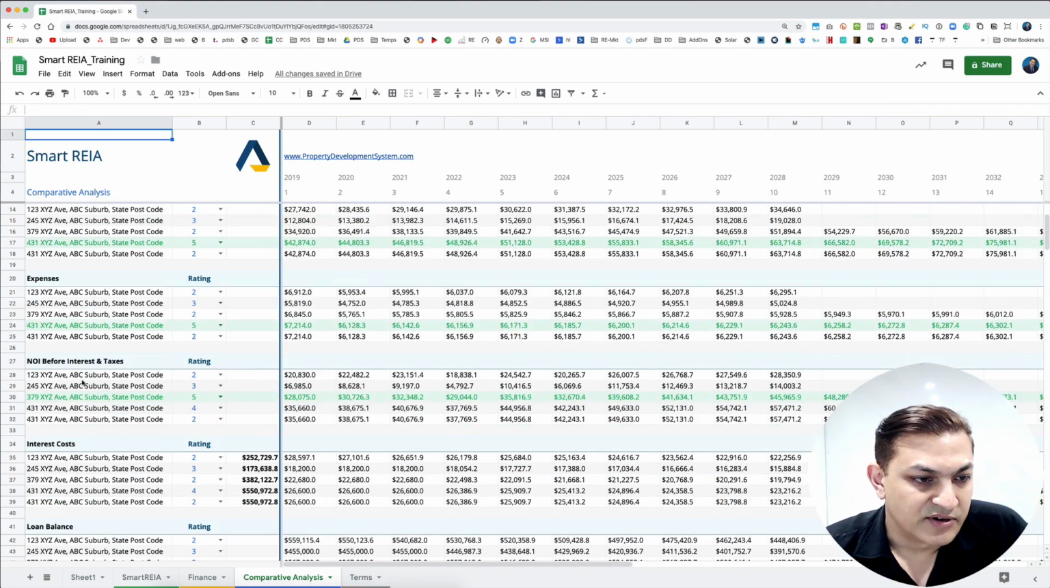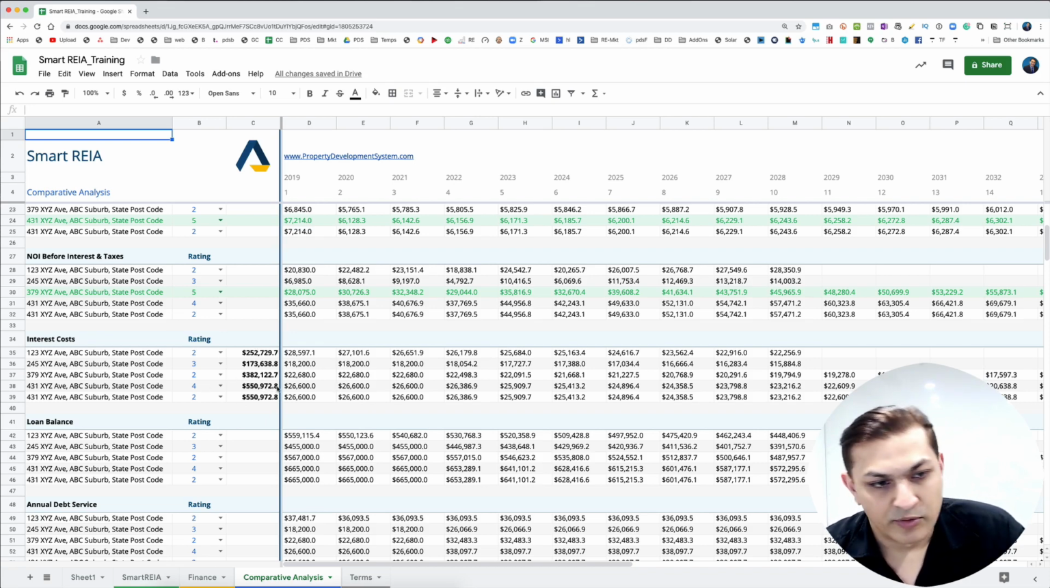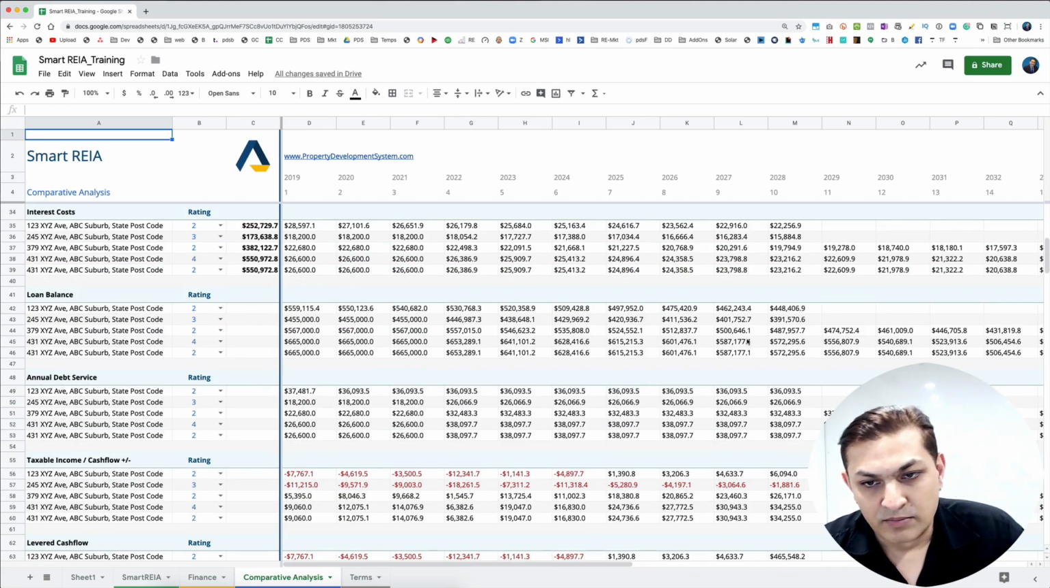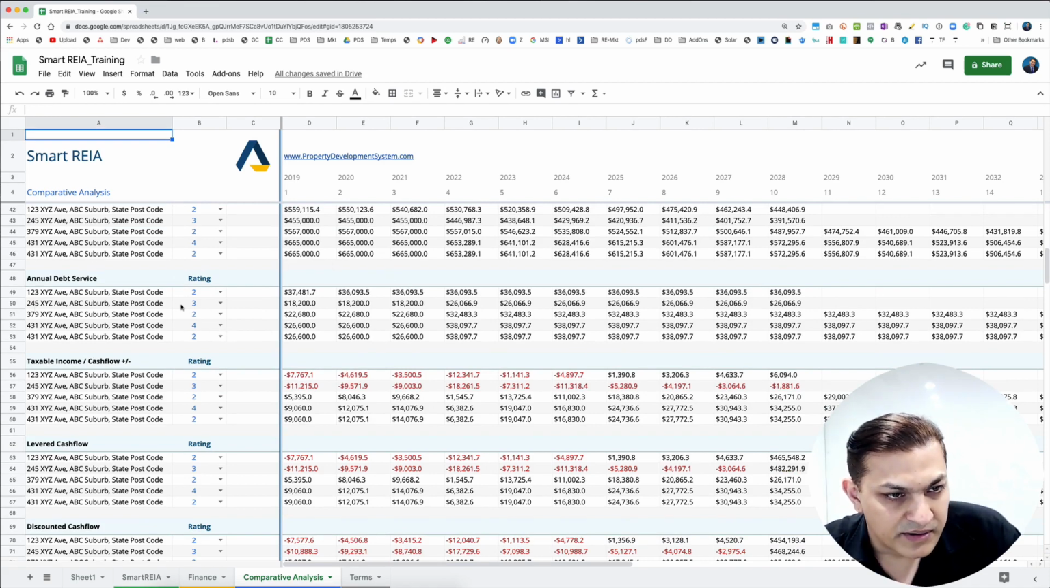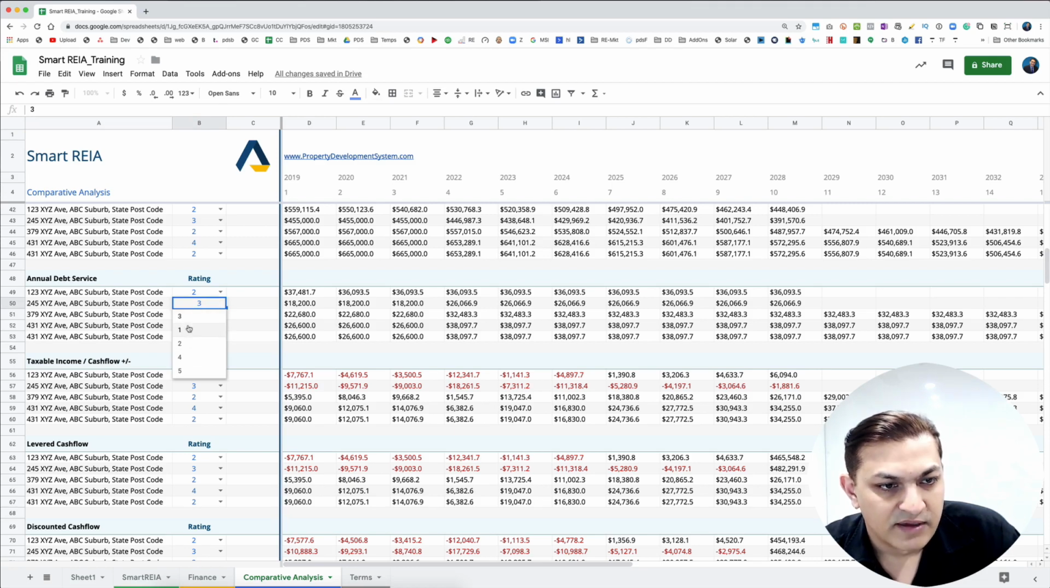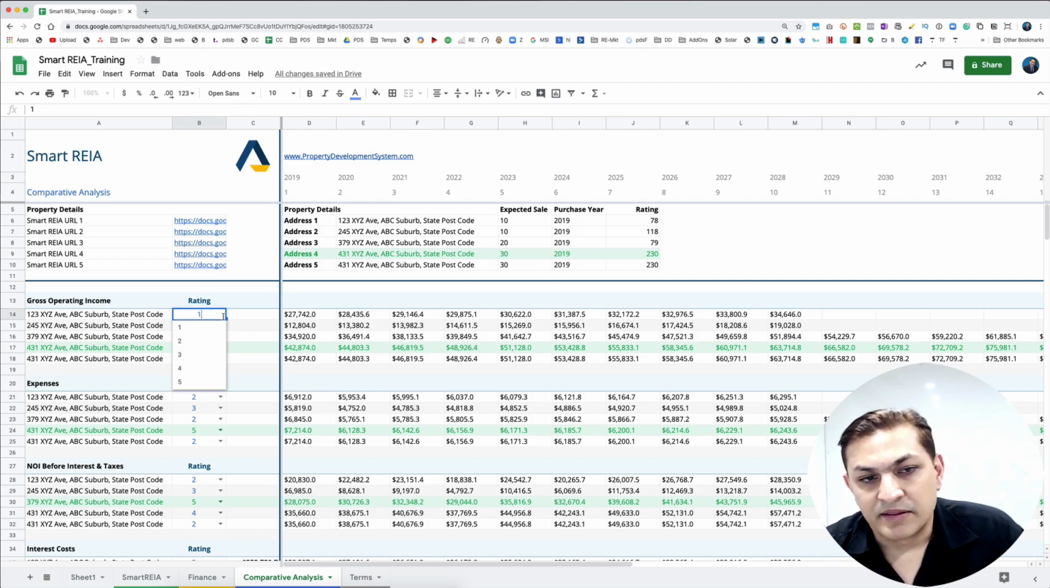But in the training I explain how you can actually compare them, because you've got which property is going to end up paying more interest, or whatever the loan balance is going to be at the end of the development, or the annual debt service that you will need to make. And let's say you like property number 2, you give it a rating, 1 to 5. You say, look, I'm more likely to get this. Or your best way of doing this is to figure out gross operating income. Okay, I'm going to give it a rating, 1 being the lowest and 5 being the highest.